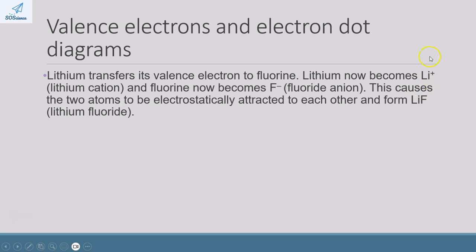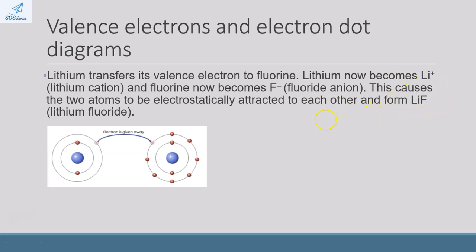Now, the fact that one atom is positively charged and the other atom is negatively charged, well, that creates an electrostatic force of attraction between them. And that is what results in the compound lithium fluoride. So here we can see the lithium atom gives away its electron to the fluorine atom, once fluorine turns into an ion, remember it is called fluoride. And this results in the formation of the compound lithium fluoride.